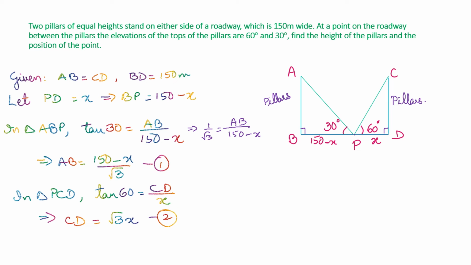Then in triangle PCD, tan 60 is equal to opposite side CD upon PD, but PD is equal to X.